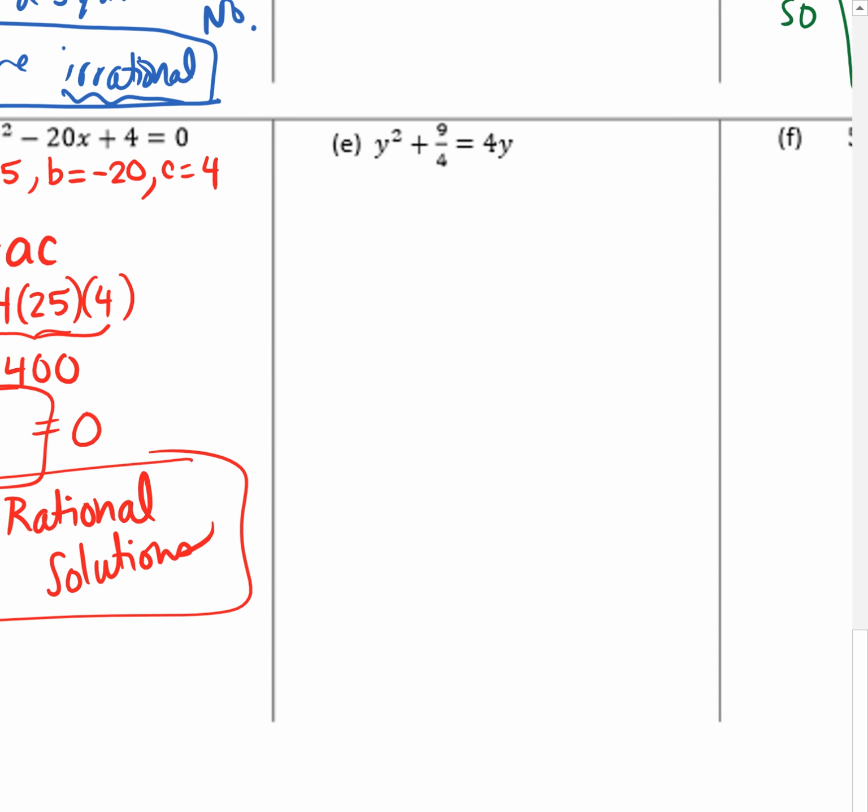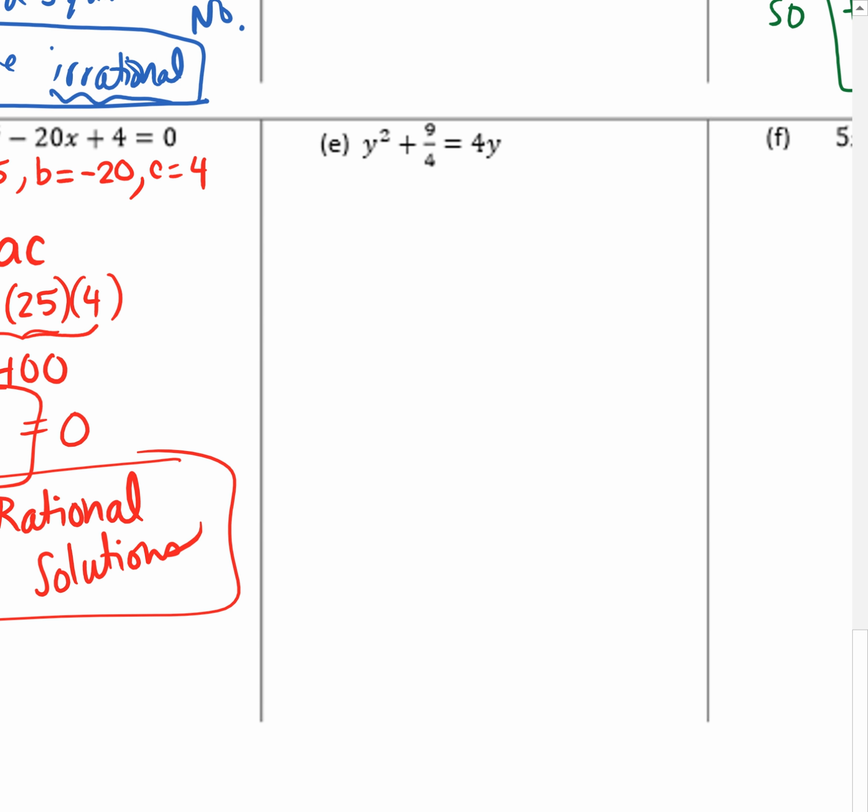Let's try part E. Alright, part E is not in the right form. It's supposed to be all the terms are on one side, and they're in descending order of powers. So first thing I have to do is work on this, because if I don't move everything to one side, I'm going to have the wrong values of A, B, and C. And if I have the wrong values of A, B, and C, then I'm going to have the wrong discriminant and come to the wrong conclusion here.